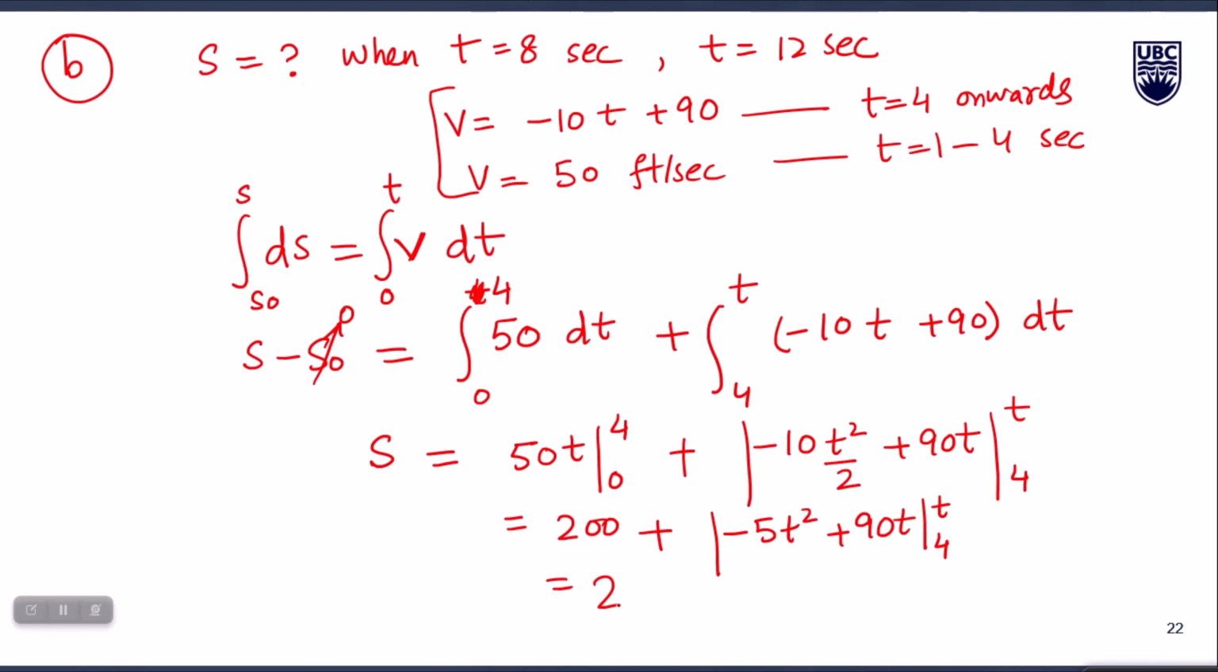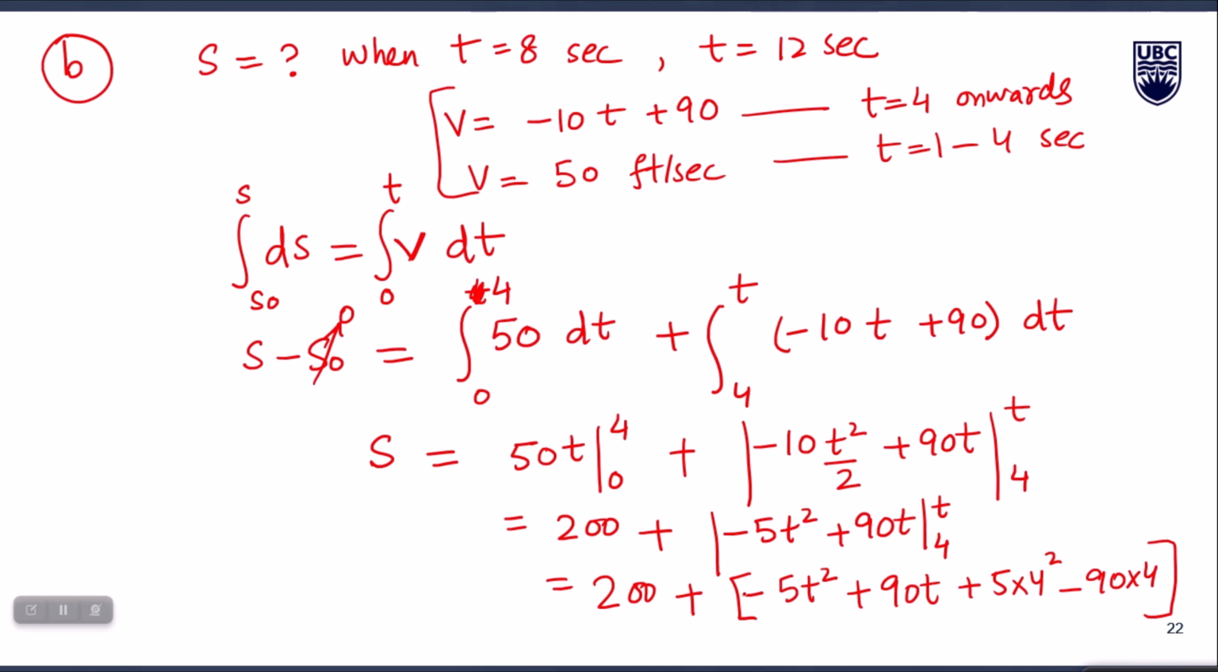Let's apply the limit now. It will become 200 plus minus 5t square plus 90t, plus 5 into 4 square minus 90 into 4, right? So upper limit minus lower limit, so this will become plus, and then the second term will become negative. I just opened the bracket when I applied the lower limit, right? So is it clear how I did that?